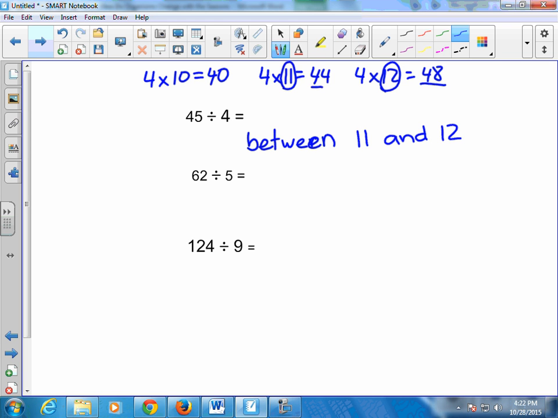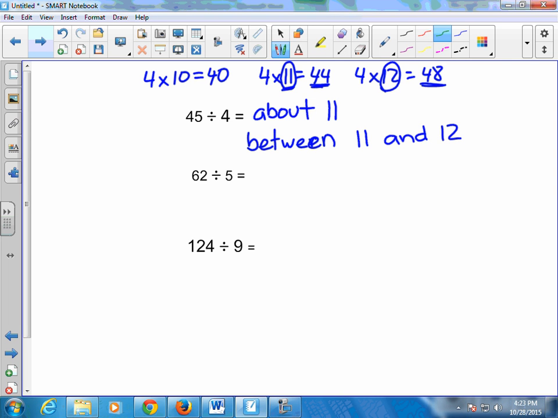Now, if they ask you for one of them, let's see which of the multiples here is closer to my dividend. 44 is just 1 away. 48 is 3 away. So 44 is closer. So I look at the quotient that we'll get in that case. That will be 11. So remember, since we're estimating, we say about 11.